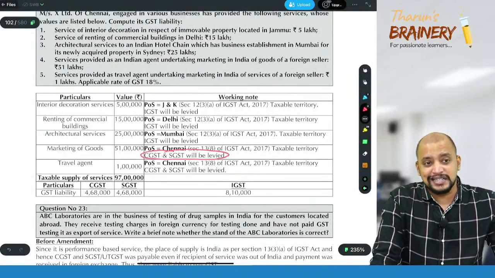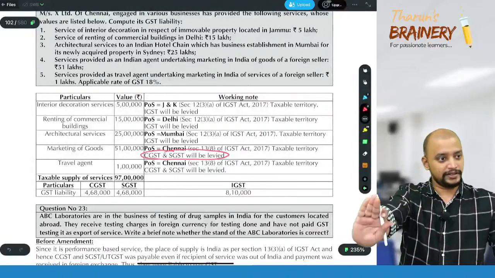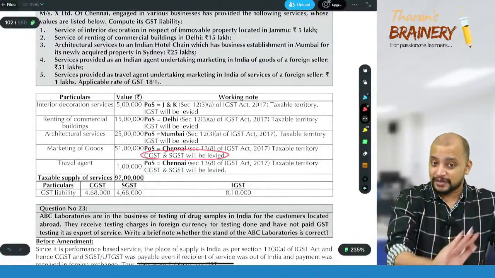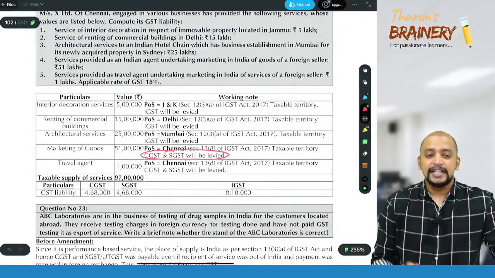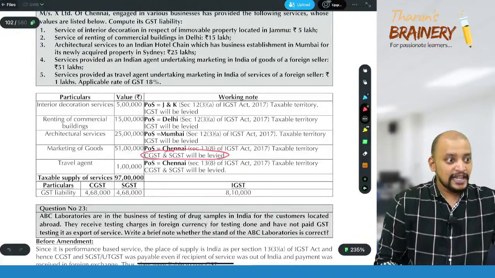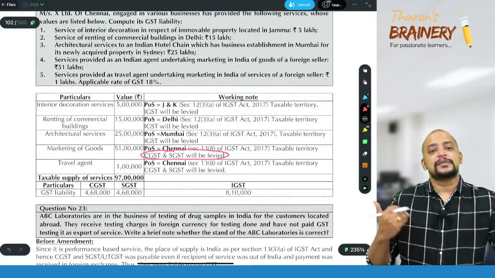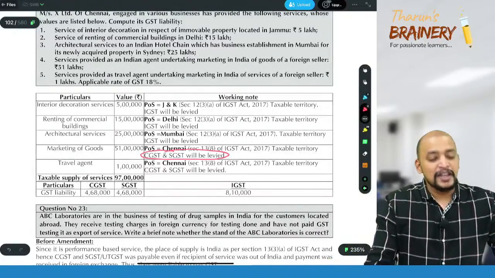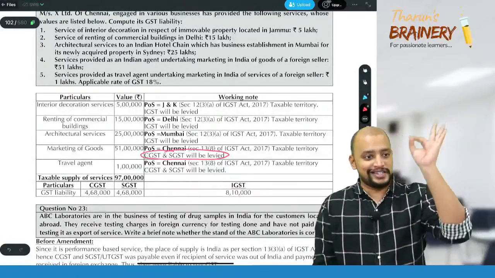Sir, if I write CGST, SGST, will I lose marks? No, don't worry. You will not lose marks. If you make that mistake, don't worry, because even ICAI has made this mistake in some questions. In some questions they followed CGST, SGST. In some questions they followed IGST. But to be precise to the answer, I told you IGST.